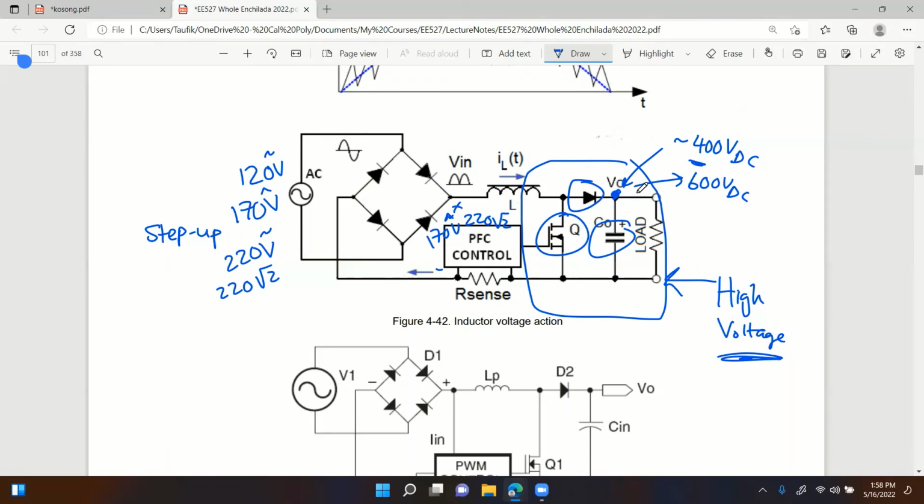Okay, and then from high voltage, we are actually stepping it down to 15 volts or 12 volts or 3.3 volts. So now we have a big ratio between the output of the boost and the actual output voltage that we use for our loads. Well, that's another problem right there in terms of efficiency.